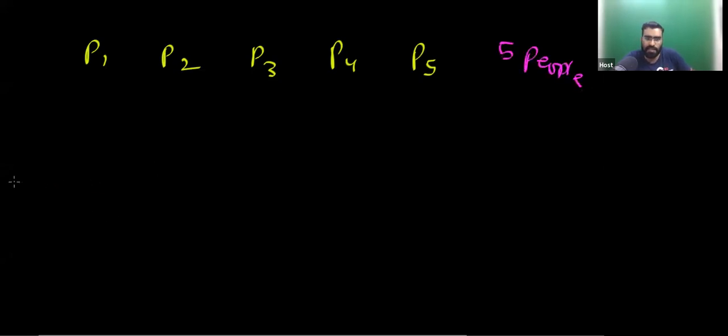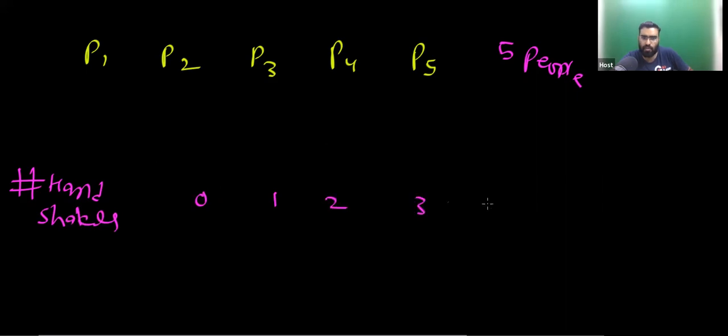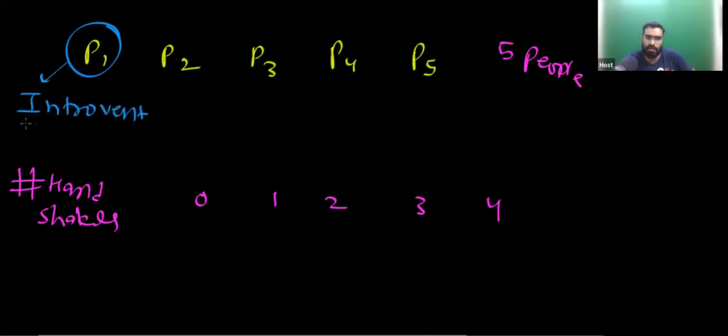And these are the number of handshakes: 0, 1, 2, 3, 4. Is it possible that some person is not shaking hands with anyone? Let's assume this is an isolated person. This is an introvert, or maybe this has corona. Let's assume this has coronavirus. Now you tell me, is it possible that this person is not shaking hands with anyone, so the number of handshakes of P1 is 0?